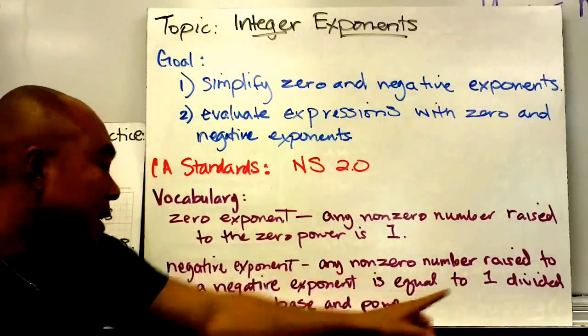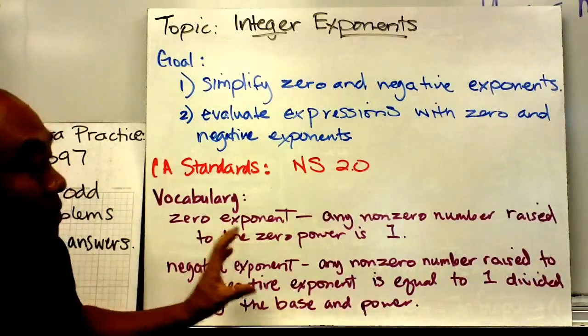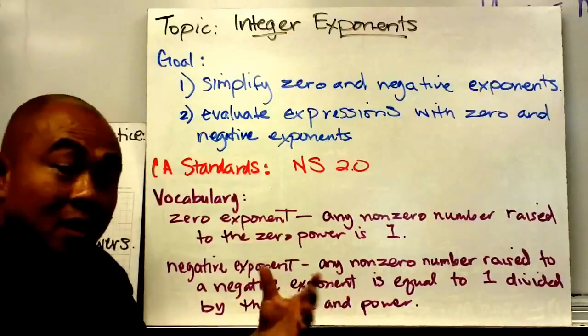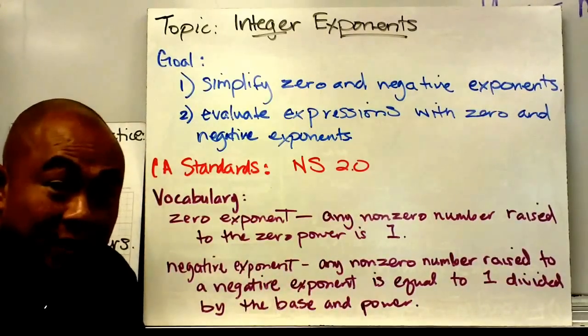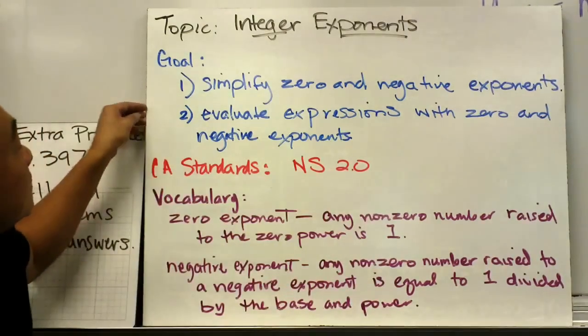Next one, negative exponent. Any non-zero number raised to a negative exponent is equal to 1 divided by the base and the power. That seems like a whole lot of mumbo-jumbo, but basically it becomes a fraction with 1 above it and the same base and the same exponent. And we'll explore this as we go along.